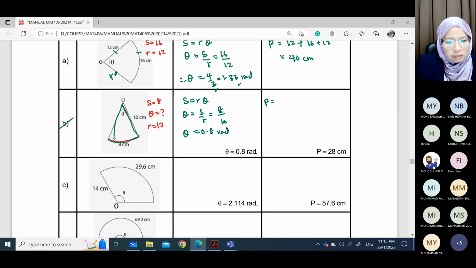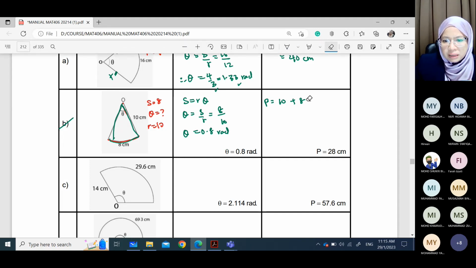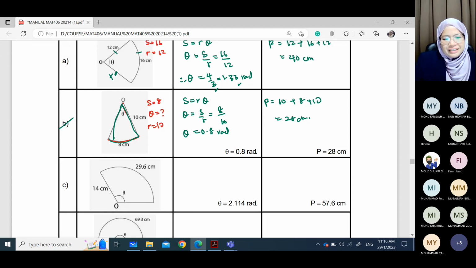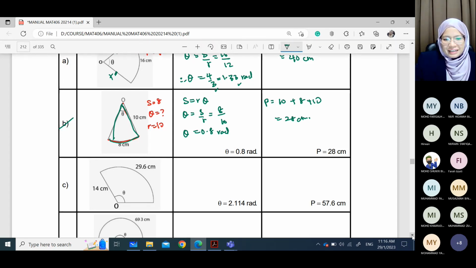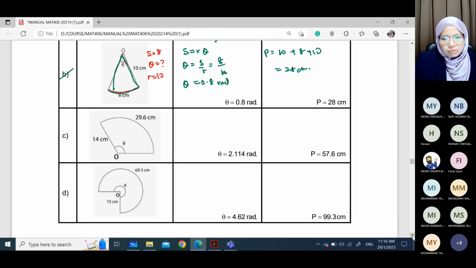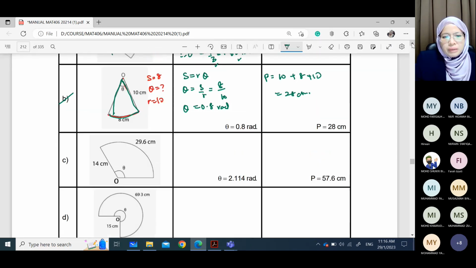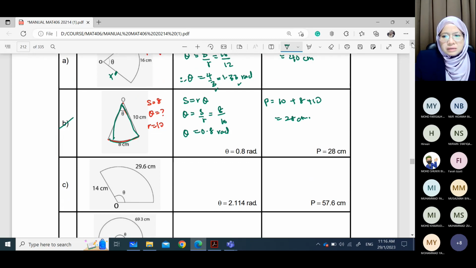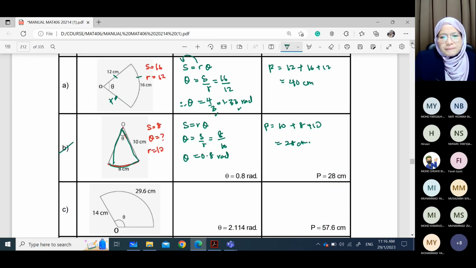So for perimeter, 10 cm. Ini semua perimeter, 10 cm plus 8 cm plus 8 and plus 10. So the answer here is 28 cm. Right? Boleh? Ini pun sama jugalah. C dengan D boleh buat sendiri. Ada jawapan kat tepi tu, kat bawah tu. Okay, ada soalan untuk perimeter, angle and arc length? Tak ada. Okay, tak ada.